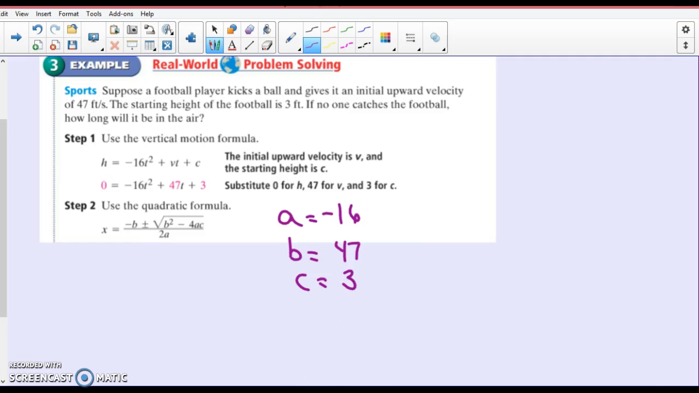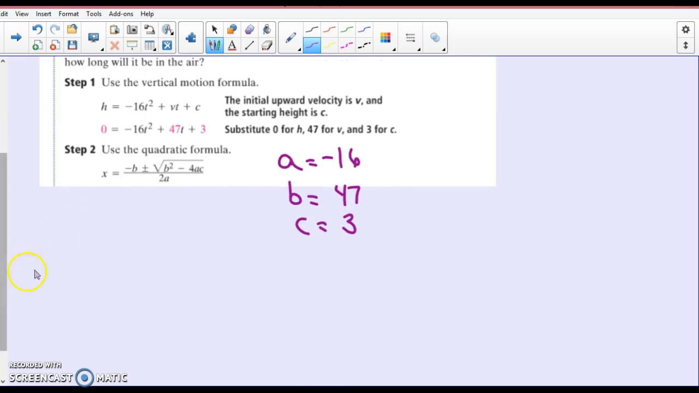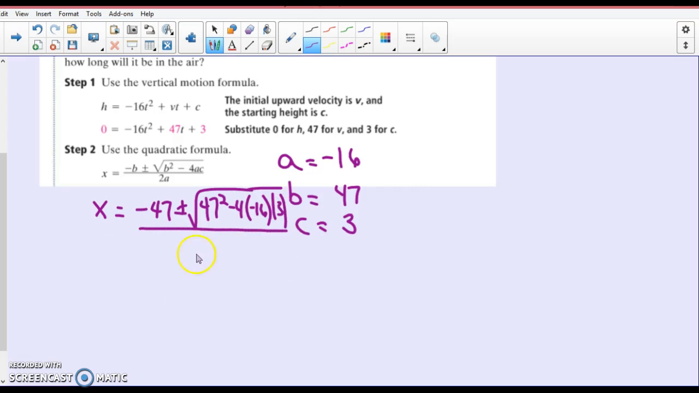Okay, now, we are going to plug it in. Remember, x equals negative b plus or minus the square root of b squared minus 4ac all over 2a. Gotta know that. Negative b. So, minus 47 plus or minus the square root of 47 squared minus 4 times negative 16 times 3. That's all under your radical. Over 2 times negative 16.